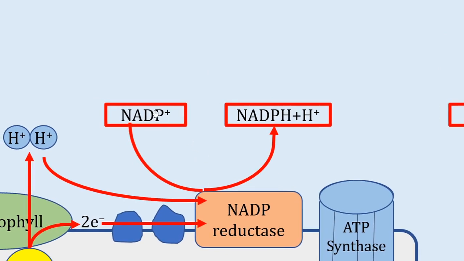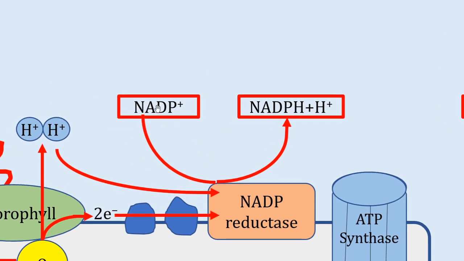Here we see the NADP plus absorbs one proton and two electrons to produce reduced NADP, and the single proton freely floats in the stroma. So now we see a high energy compound has been produced.